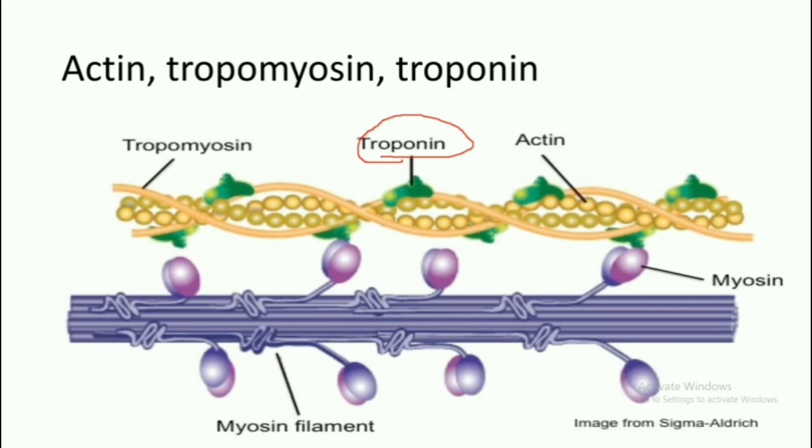But as soon as the calcium comes, when the calcium is released from the sarcoplasmic reticulum, this troponin C has affinity for calcium, it binds with the calcium, and this whole troponin is removed from that region. Now when this troponin is removed, what is exposed?